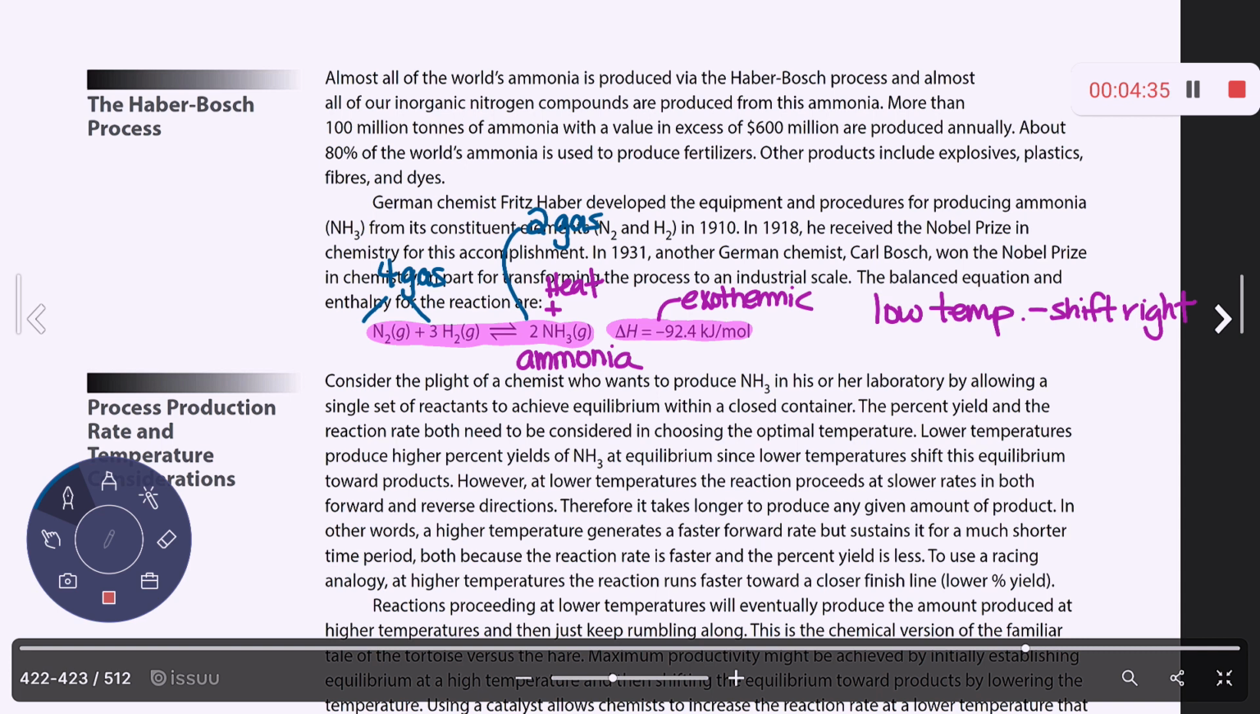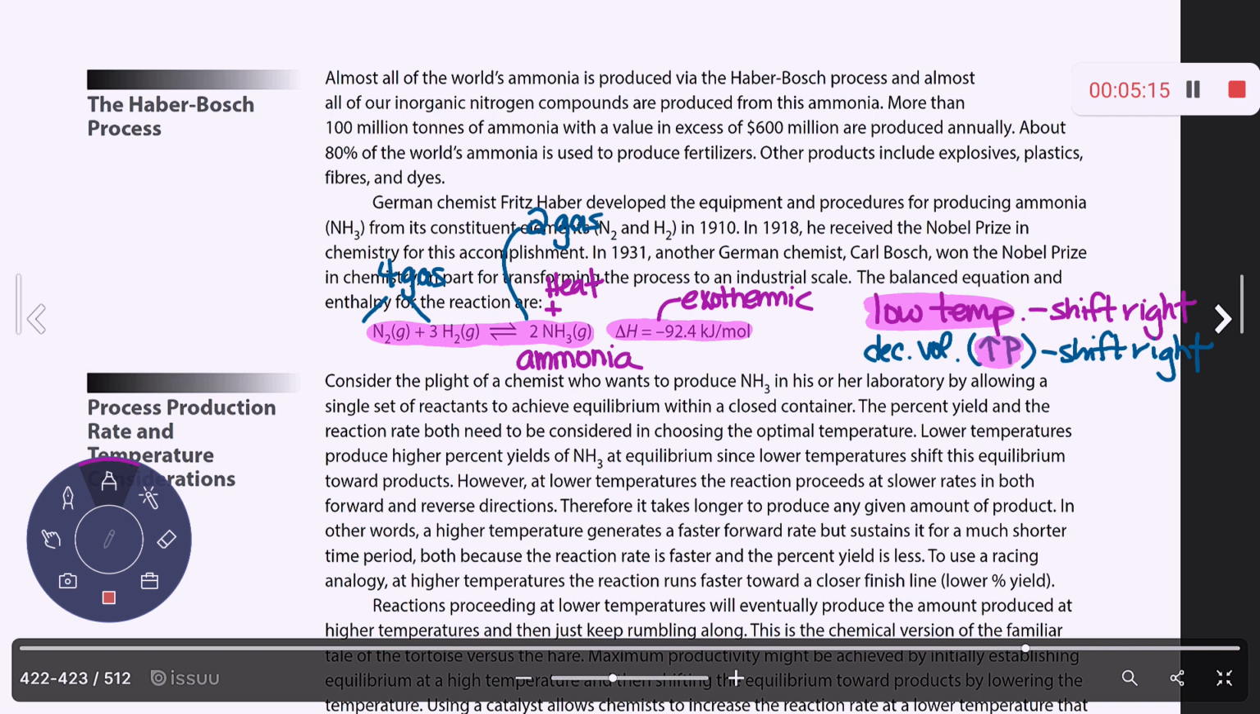Decreasing the volume will raise the pressure. And then that will cause me to shift to the side with fewer particles, which is the right. Okay, so we should decrease volume, which causes the pressure to increase, right? And then that would cause us to shift to the right. So ideally, low temp and high pressure is the perfect scenario for producing as much ammonia as possible. Okay, so this applies everything that you just learned. Take a look at the next page.